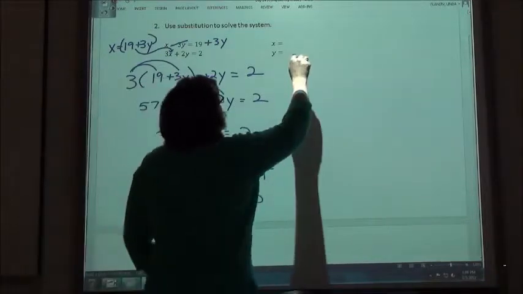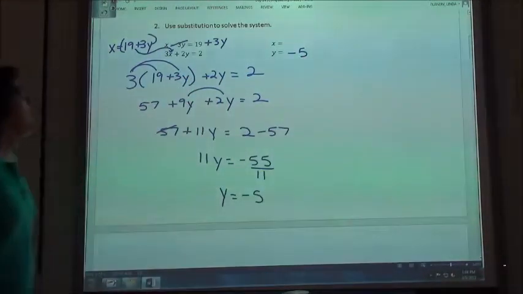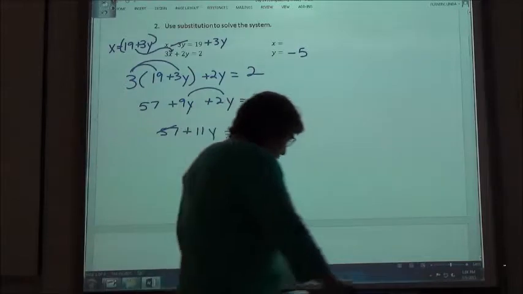So we found the y was equal to negative 5. We want to now find what the x is equal to. What equation should we probably use to find out what x is equal to?